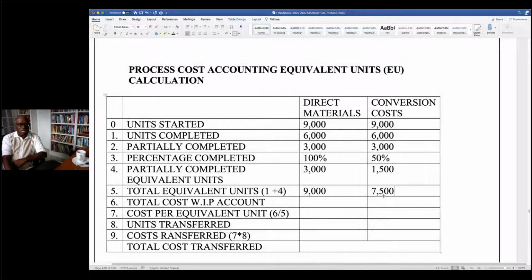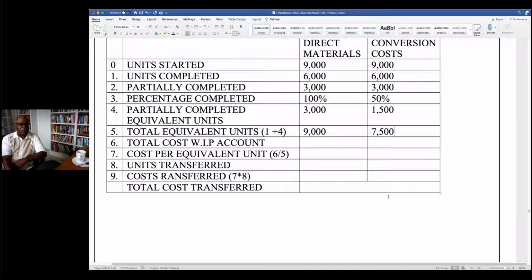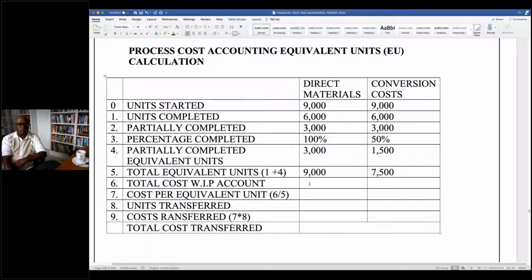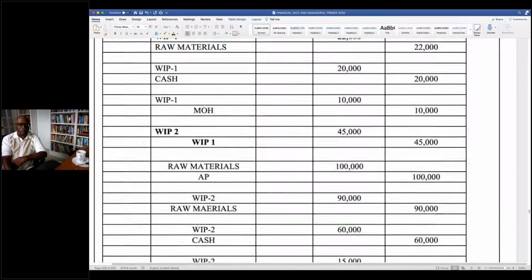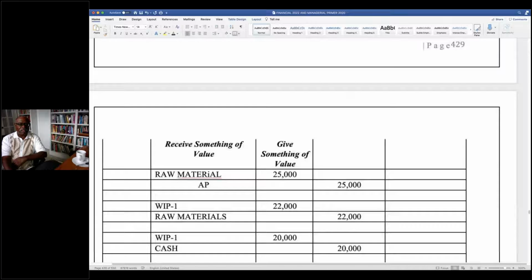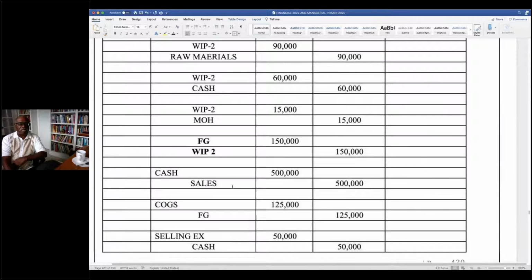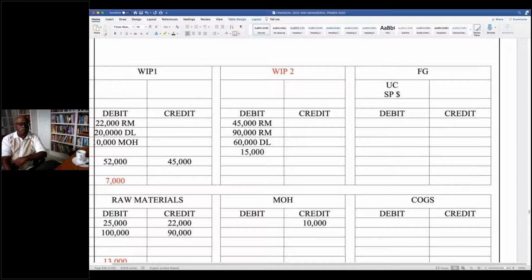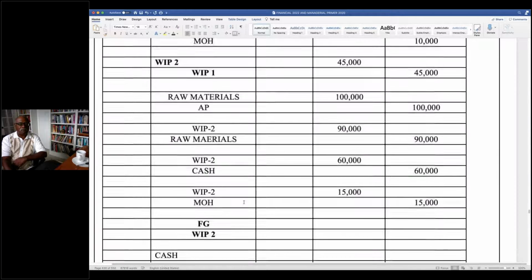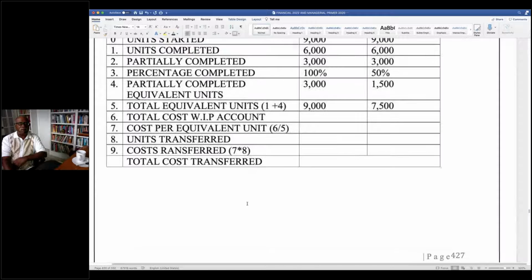How much cost do we have in the work in process account for raw materials? You have to do 45,000 plus 90,000 in work in process too, and you'll have 135,000. We have to add both of these together, the 90 and the 45. She said we'll have 135,000. And how much conversion cost do we have? 75,000.